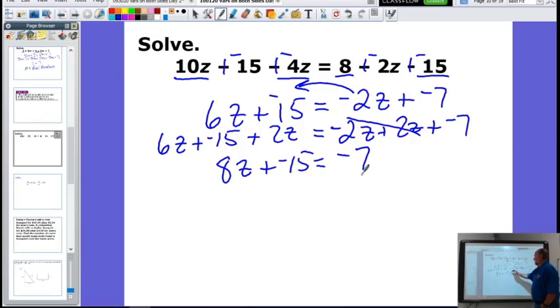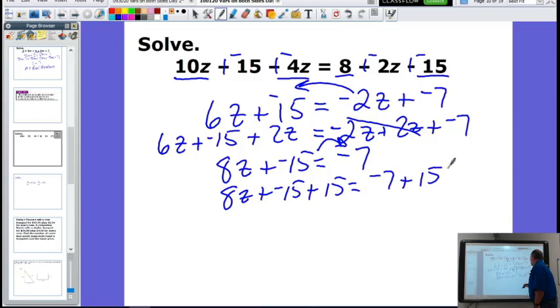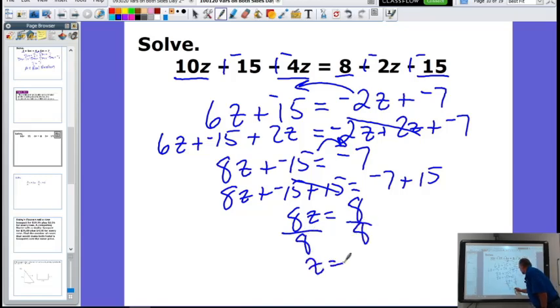So now I move my numbers across. So 8z plus negative 15 plus 15 equals negative 7 plus 15. Now my 15s are eliminated. They go away. And we're left with 8z equals, and negative 7 plus 15 is 8. And now I don't want to know about 8z. I want to know about just 1z. So I take the 8, divide by 8, divide by 8, and I end up with z equals 1. So we did all of that for an answer of 1.